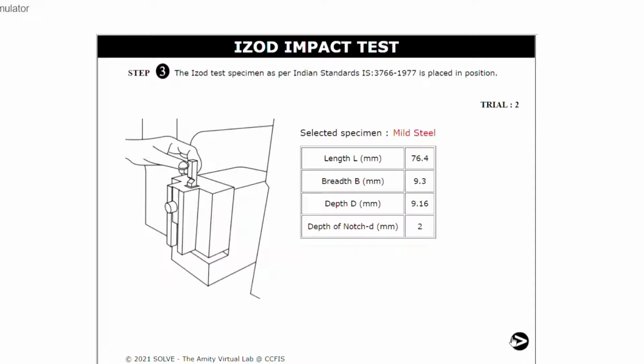For trial 2, step 3, the Izod test specimen as per Indian Standard IS 3766-1977 is placed in position. Selected specimen is mild steel. Length 76.4 mm, breadth is 9.3 mm, depth is 9.16 mm, depth of notch is 2 mm.